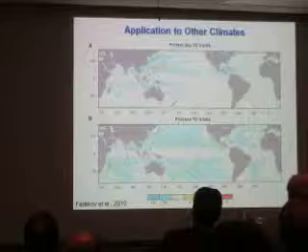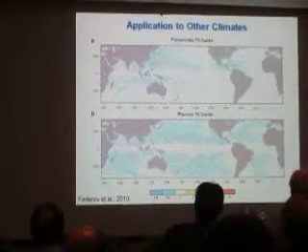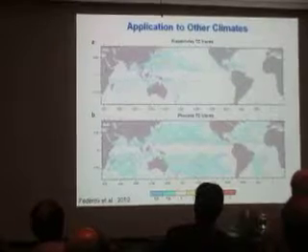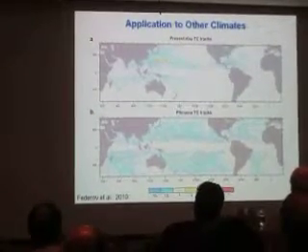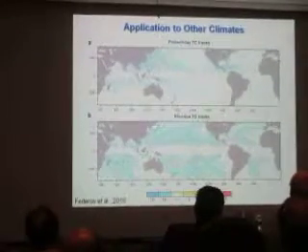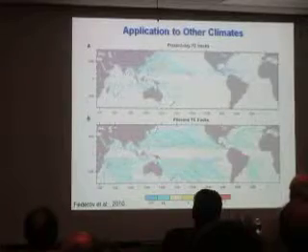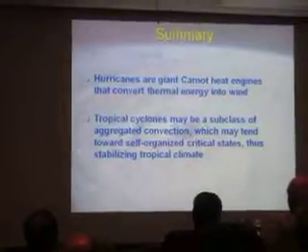And you can apply this to other climates. So this compares the current climate to the climate 3 million years ago, during the Pliocene, when the planet was somewhat warmer. And it was before the great ice age cycles began. At least if you believe these simulations, there are a lot more hurricanes during the Pliocene than there are today.